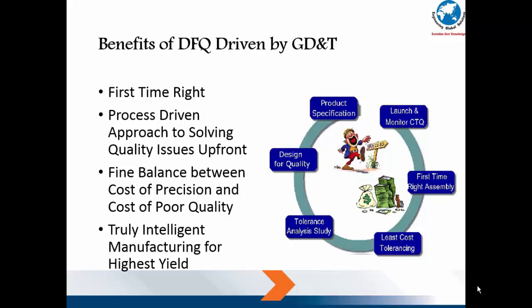A fine balance can be established between the cost of precision and the cost of poor quality. It's truly intelligent manufacturing for the highest yield that is incorporated by giving GD&T a go-ahead in the process of delineating the tolerances on the drawings. The schema helps customers derive benefits inherent in the process.